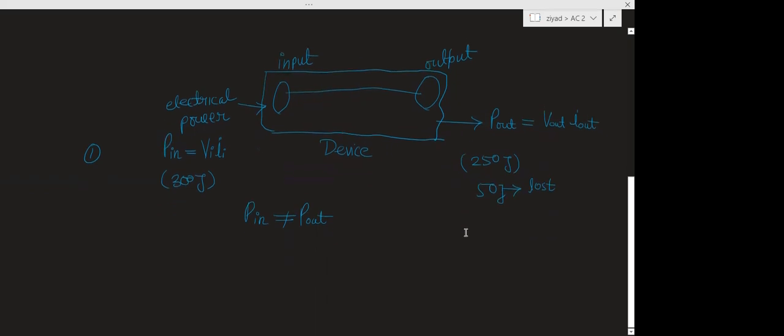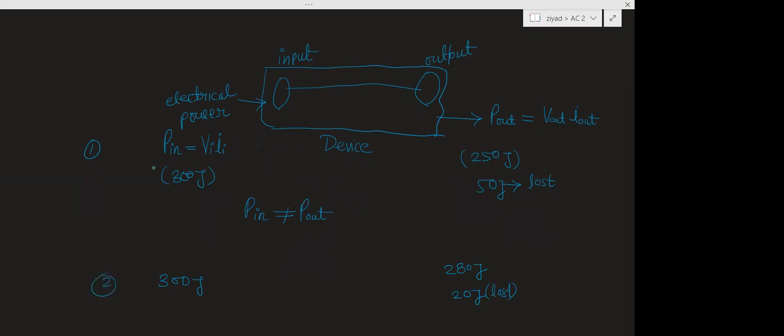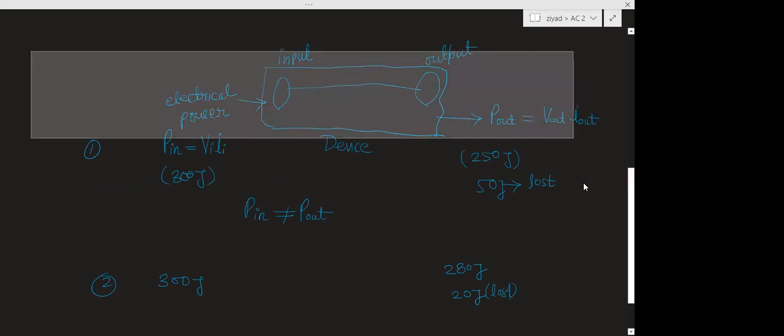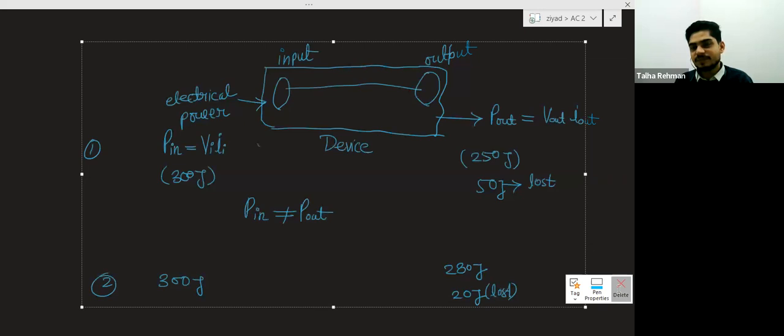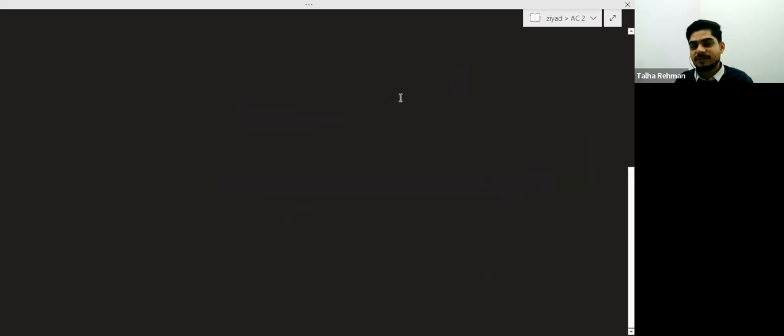Now there is another device. To that device, you are giving 300 joule, and 280 joule is used by the device, and 20 joule is lost. So how will you compare which device is better, the first one or the second one? The second one. To define which device is better, we define a term, efficiency. The more efficient, the better the device. Efficiency means how efficient the device is at achieving our purpose.